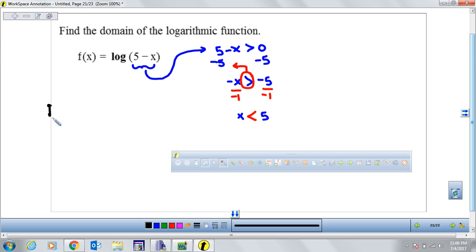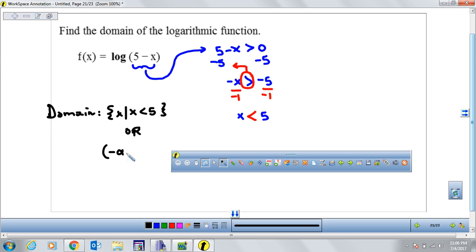So we're going to write the domain in two different ways. First of all, I'm going to write it in set notation. The domain in set notation would be the set of all x such that x is less than 5. Or if we want to write it in interval notation, x is any number less than 5, which means x is any number from negative infinity all the way to 5, not including 5. And those are the two different ways of expressing the domain right here.